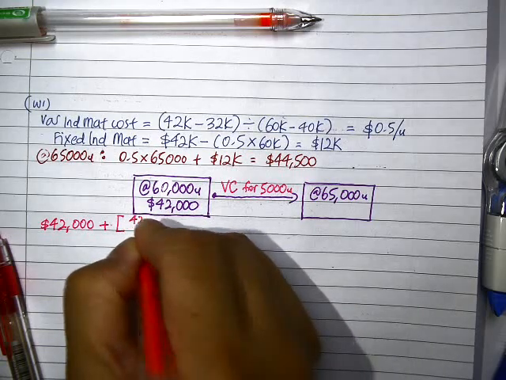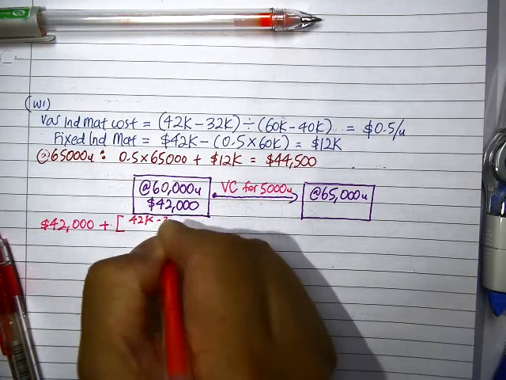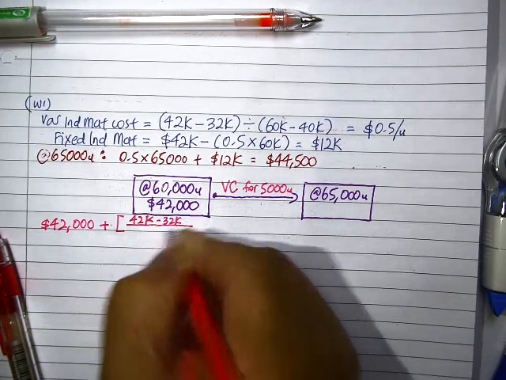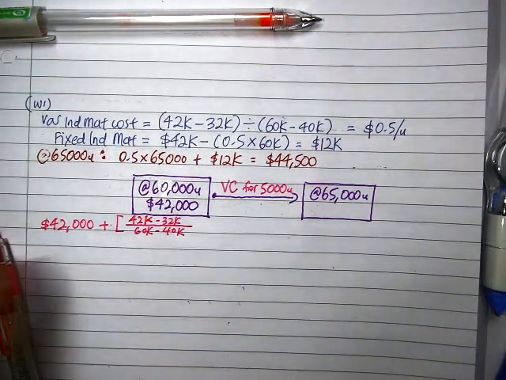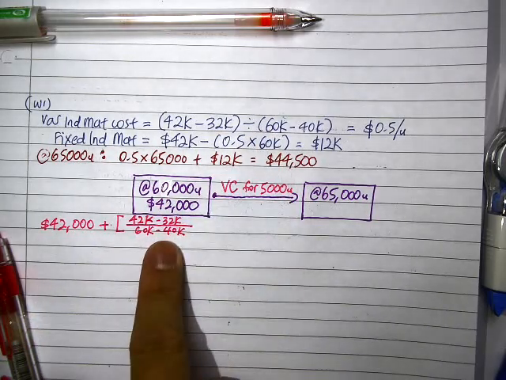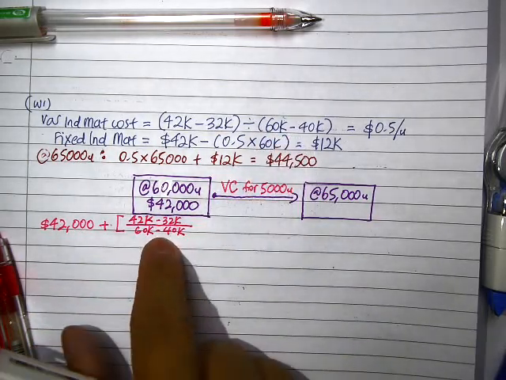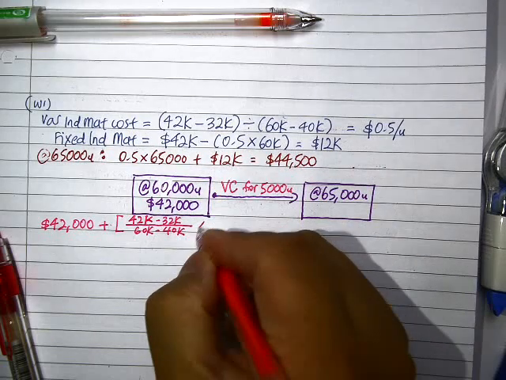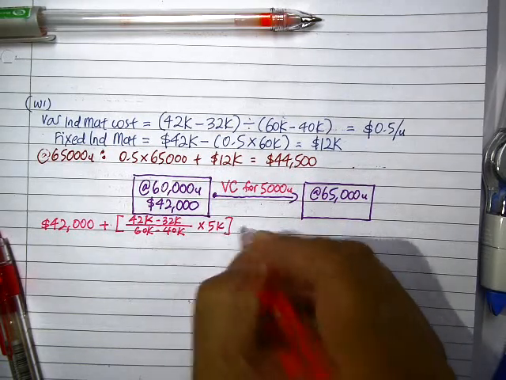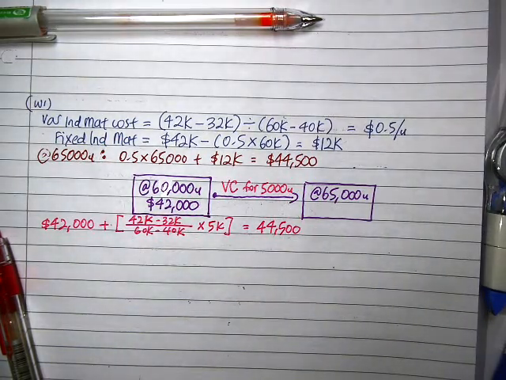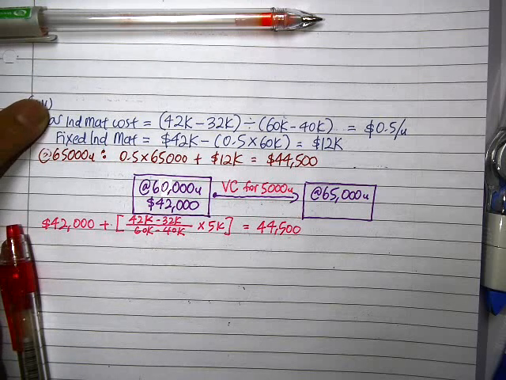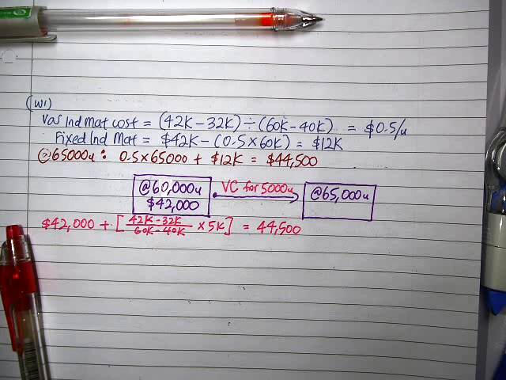Now, if I take 42 minus 32 divided by 60 minus 40, this is the formula for variable cost. Then I know the variable cost per unit is 0.5 already. Then I straight away multiply with 5,000, and you must get 445. Now, you just do one line of working, you get the same answer, rather than having to do so many things again. So this is the second approach.